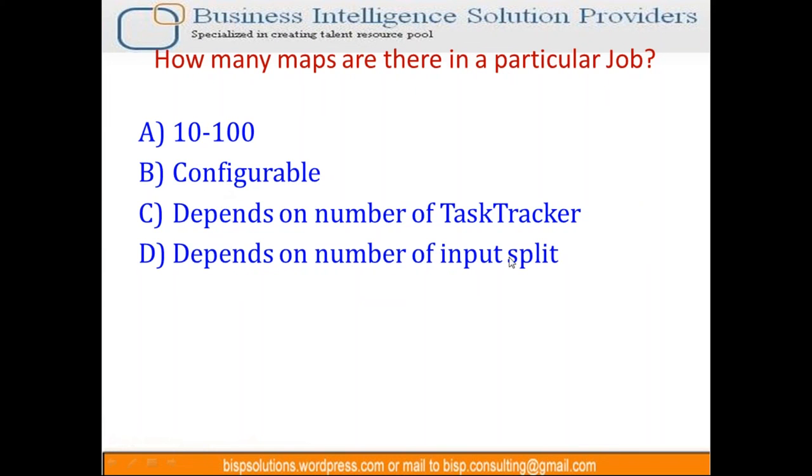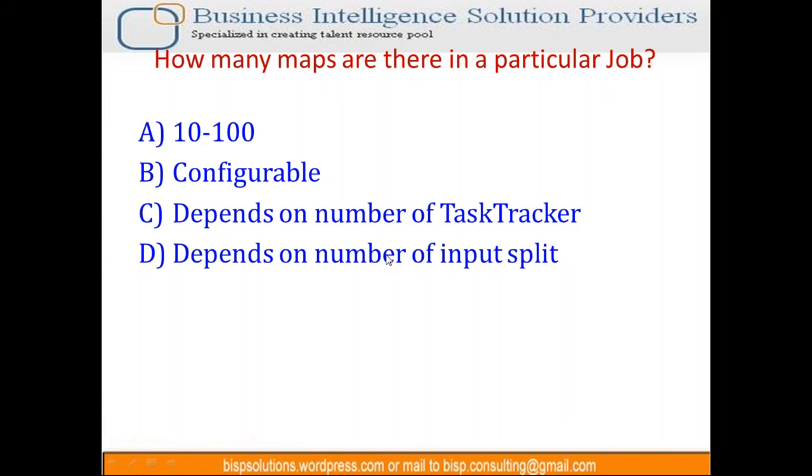The answer is not configurable. It depends on the number of input splits, because yesterday we discussed that the number of mappers is not configurable. It depends upon the number of blocks that we have. If I have 10 blocks, we'll have 10 mappers. If I have 1000 blocks, the number of mappers will be 1000. So it depends upon the volume of the data, which determines the number of blocks. Actually, as we discussed today, it depends upon the number of input splits.